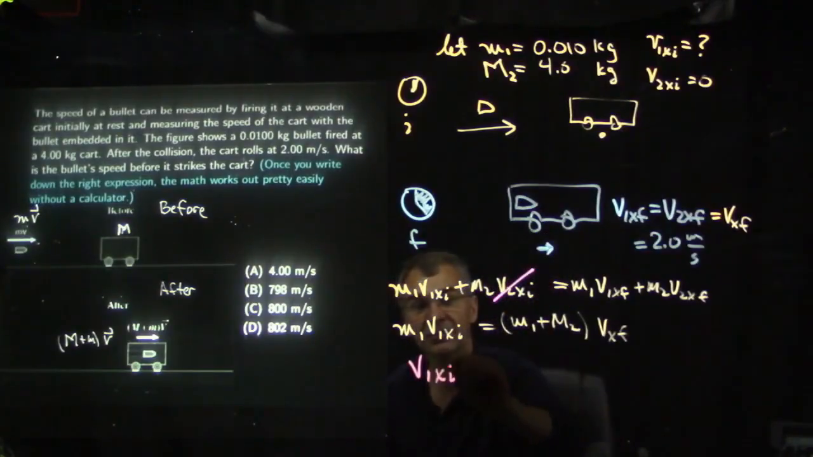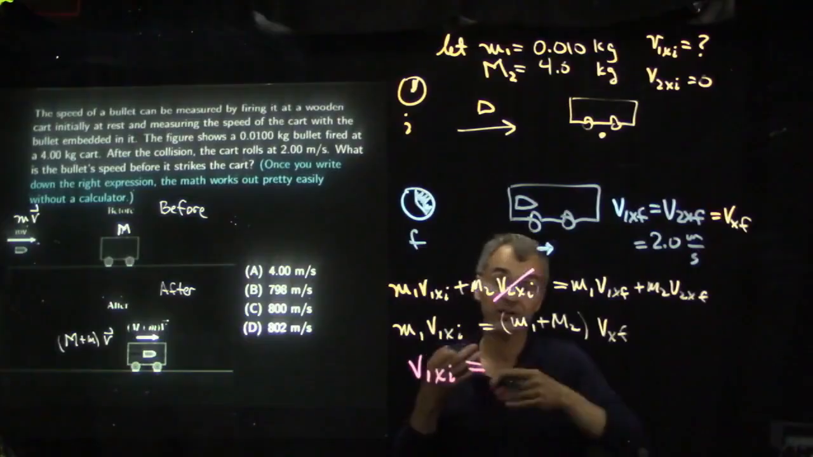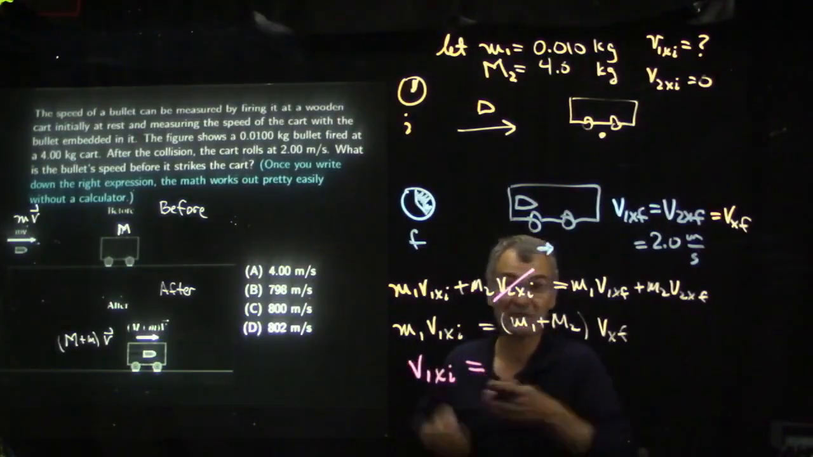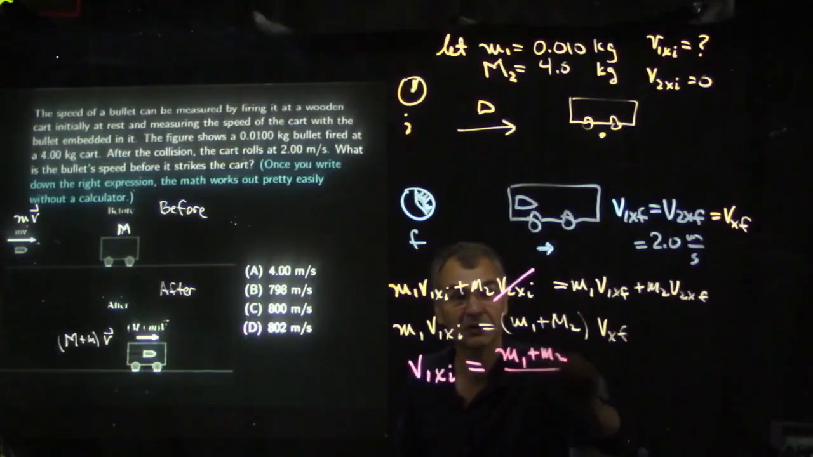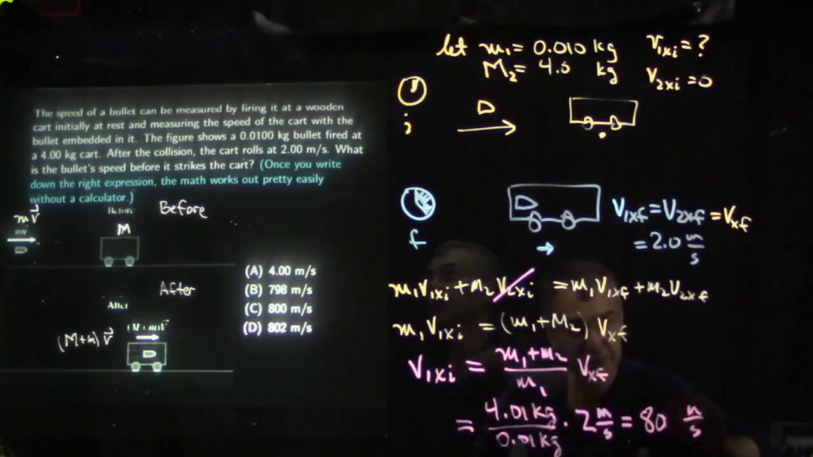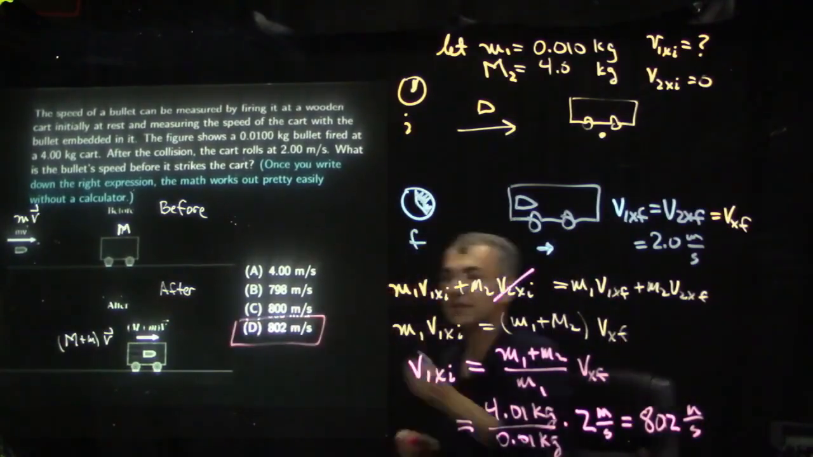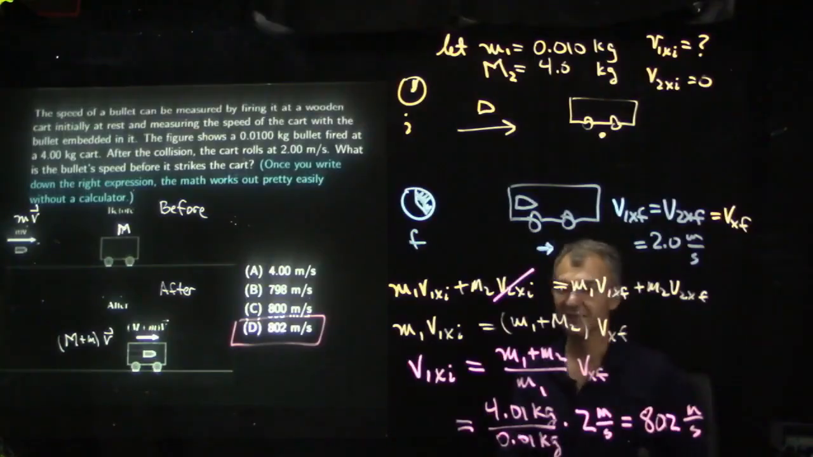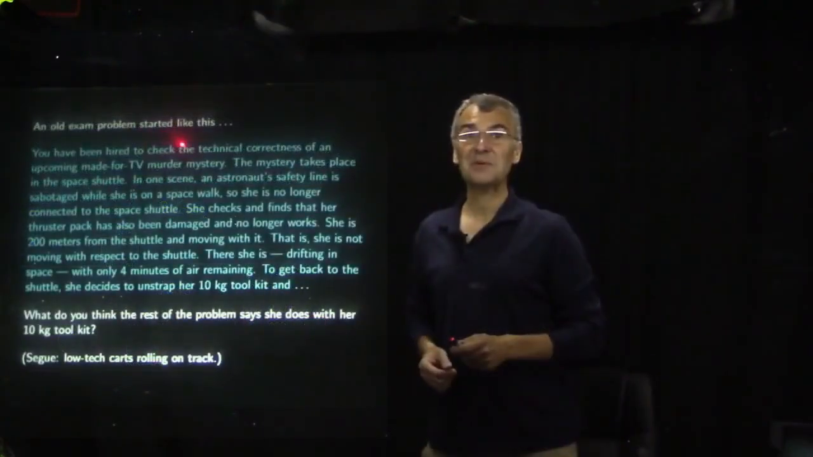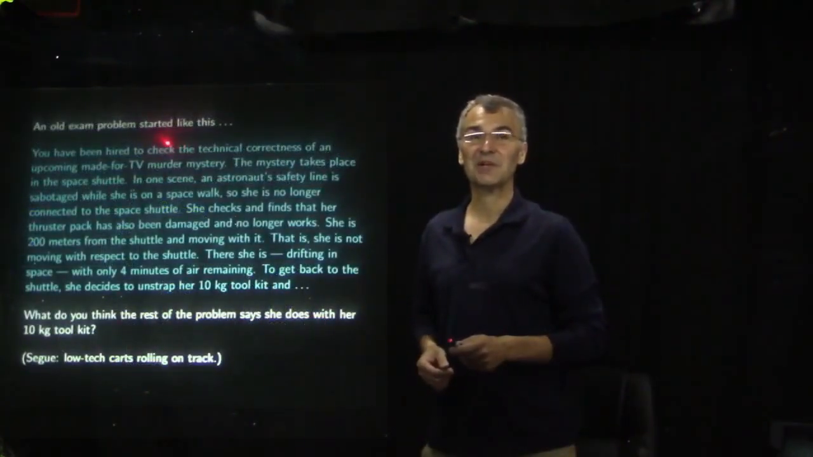Now we just divide both sides by m1 and we're done. v1x initial, the initial x component of the velocity of the bullet, equals (m1 plus m2) over m1 times vx final. Plugging in numbers gives 802 meters per second. Answer D, delta. That's our first quantitative problem using momentum. Isn't that fun?